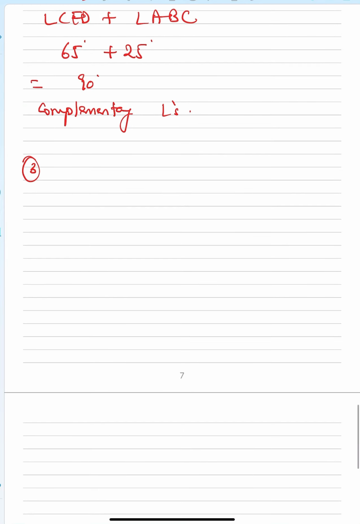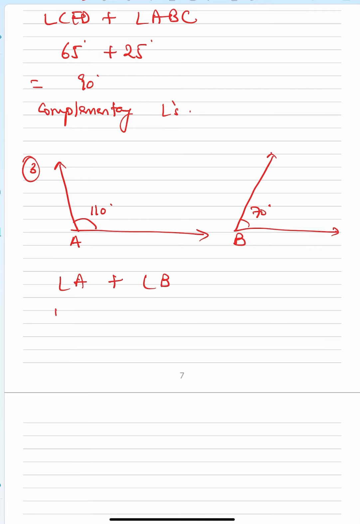Now one more example. Let us take, suppose the measure is given as, let me take 110 degrees. It will be easier. One angle is 110 and the other one is 70 degrees. What will we say? This is A and this is B. Angle A plus angle B, 110 plus 70, is equal to 180. So these are supplementary angles. Okay, these angles are supplementary angles.